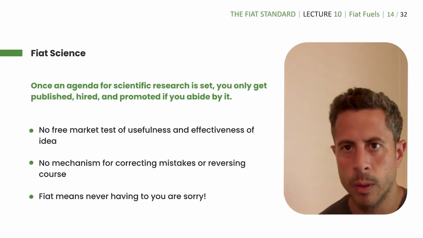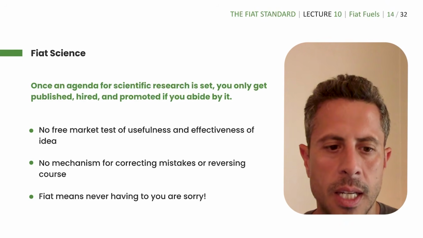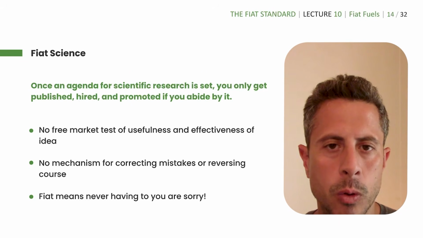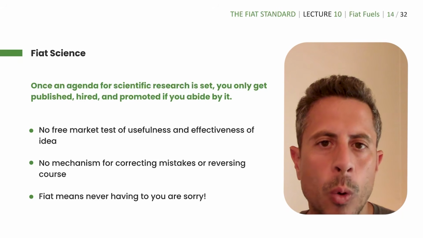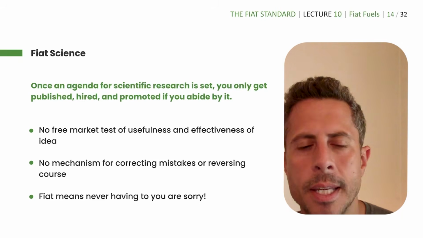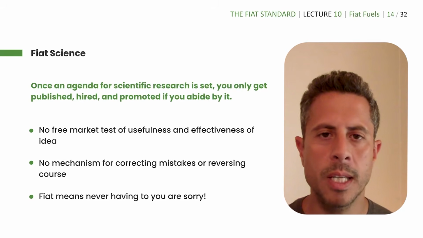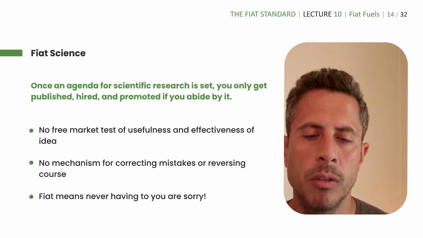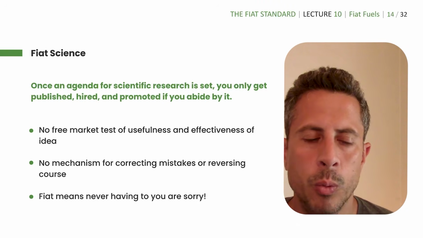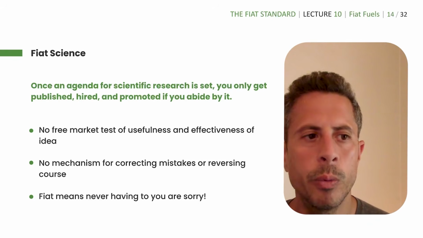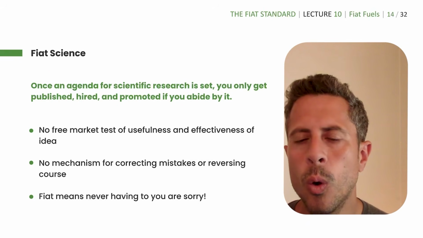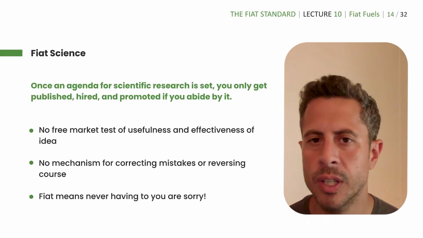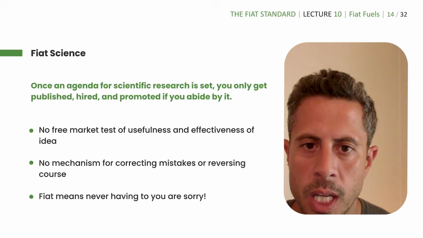Fiat science works in a way where once the agenda has been set, then you can only be a scientist if you abide by the conclusions of the agenda. You can only toe the line. There is no dissent. There is no mechanism for changing track. There is no mechanism for having a free market test of the usefulness and effectiveness of any idea. So once everybody has decided we need to get rid of fossil fuels, or once somebody has decided that we need to reduce meat consumption, there is no set of circumstances that can happen in the world that will cause the scientific establishment to change their mind on this in today's modern Fiat science.